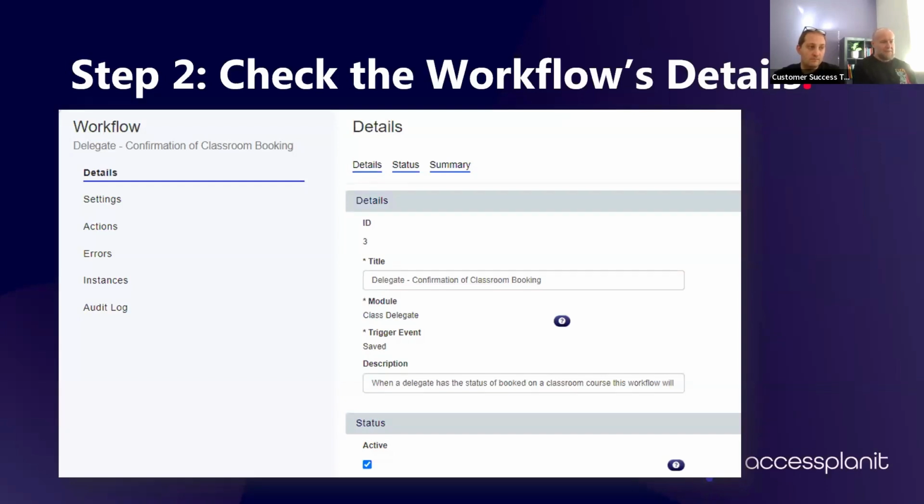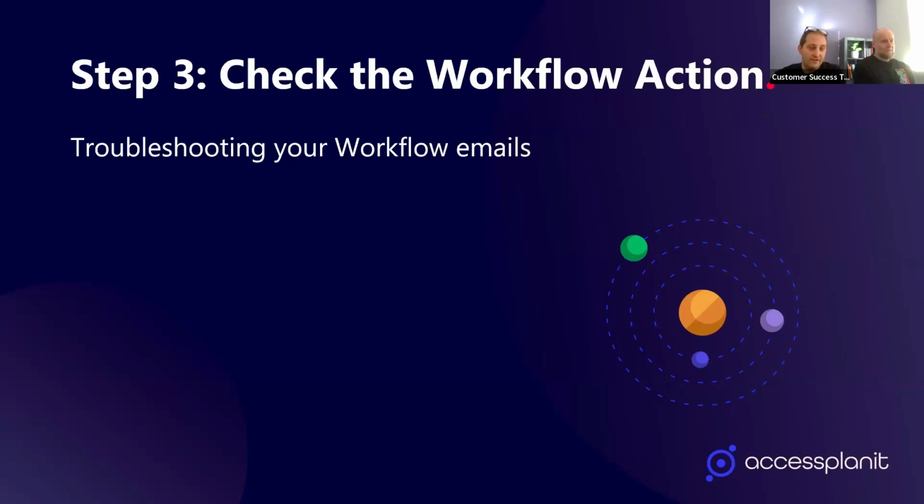Here's confirmation of classroom booking workflow. We can see that it's active. This means that the workflow will be triggering when the rules are met. So that's good. It's using class delegate, so it won't work for web delegates. It won't work for class placeholder, which is important. If workflow is on and it's for a class delegate, we can move on. So that's correct. Perfect. So the next one that we're going to look at is workflow actions.